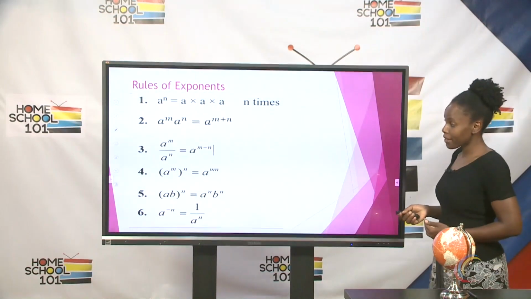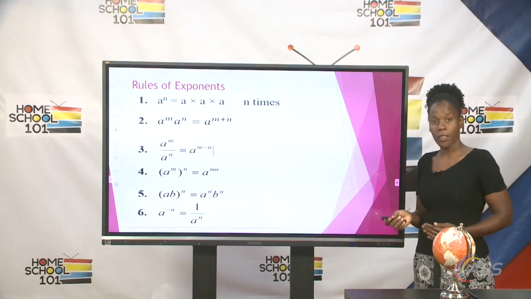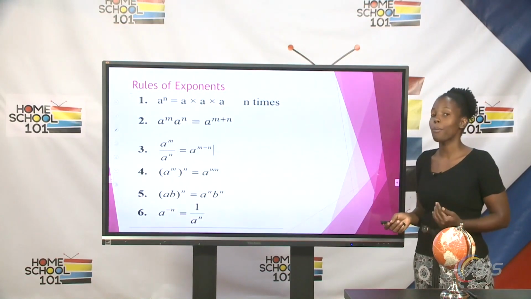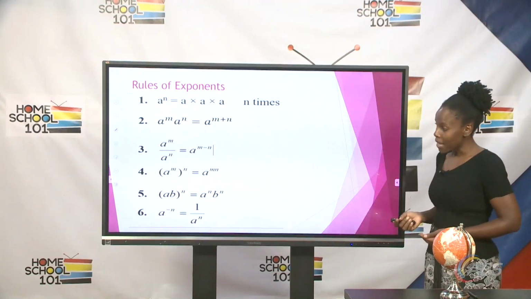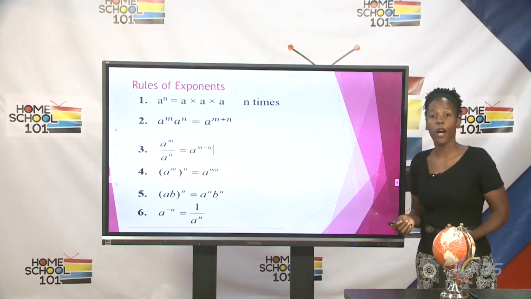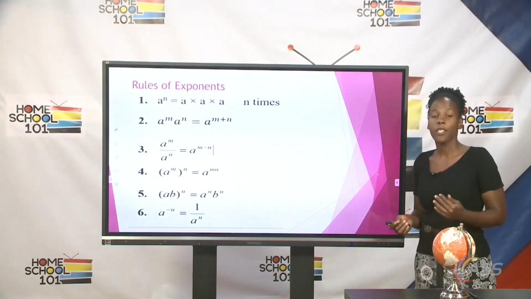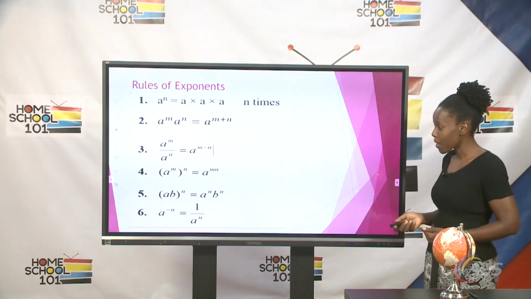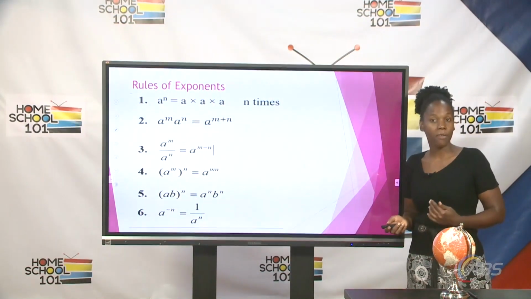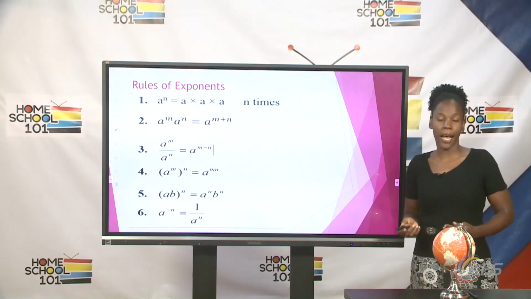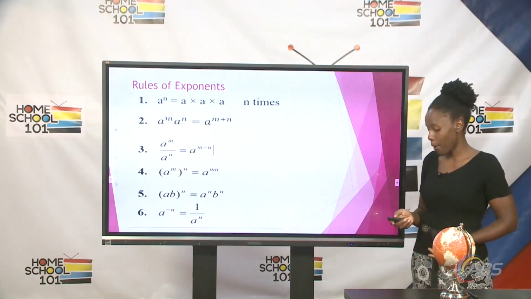The fourth rule states that once I have anything in a bracket being raised to a power and another power outside, what I need to do is to multiply both powers. So I take the product of both powers. The fifth rule, if I have 2 terms in a bracket being raised to a power, they must be raised individually to the power that is outside. The sixth rule, once I have anything being raised to a negative power, I would then write this as 1 divided by a to the positive n, which is the positive power.